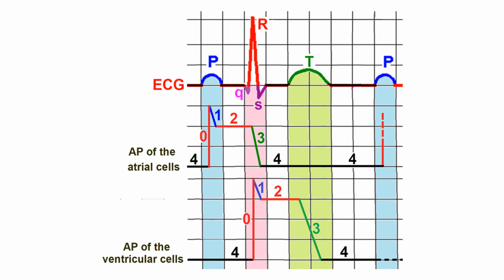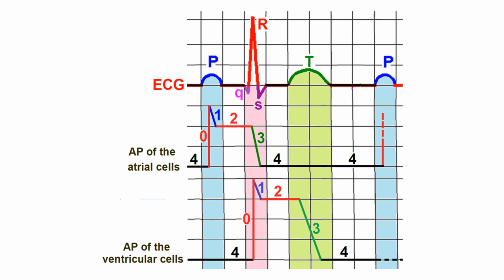The P wave corresponds to phase 0, fast depolarization, and phase 1, initial repolarization, of the action potentials of atrial cardiomyocytes and phase 4, resting potential, of the action potential of ventricular cardiomyocytes. The PQ segment corresponds to phase 2, plateau, depolarization state, of the action potentials of atrial cardiomyocytes and phase 4, resting potential, of the action potential of ventricular cardiomyocytes.